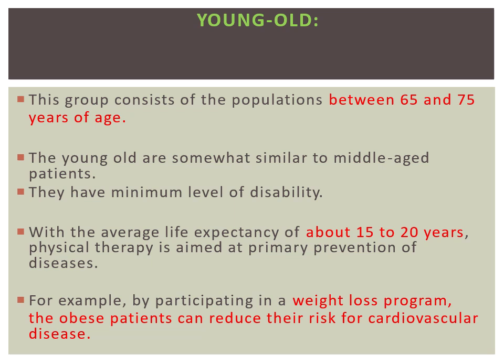The elderly population between the ages of 65 and 75 years is considered as young old. When you look at the young old individuals, the average life expectancy of the young old elderly people will be around 15 to 20 years. And those persons who participate in a weight loss program, the obese patients, can reduce their risk of cardiovascular diseases also. And the elderly persons in this age group between 65 and 75 years have a minimum level of disability alone.